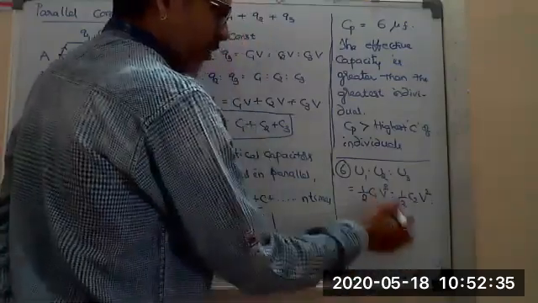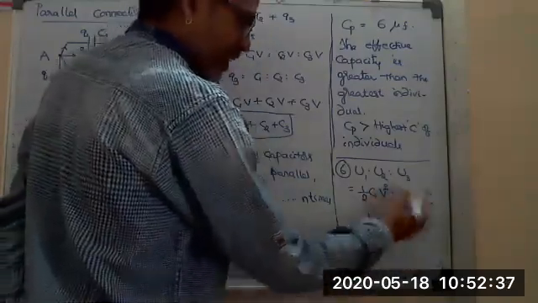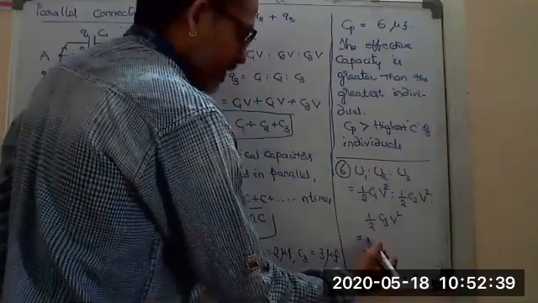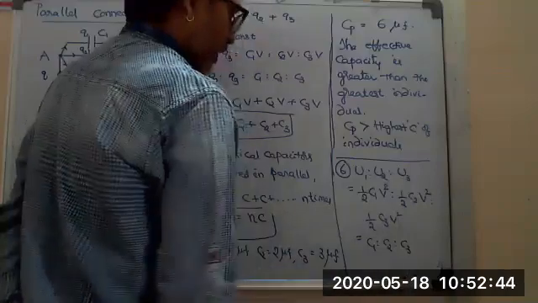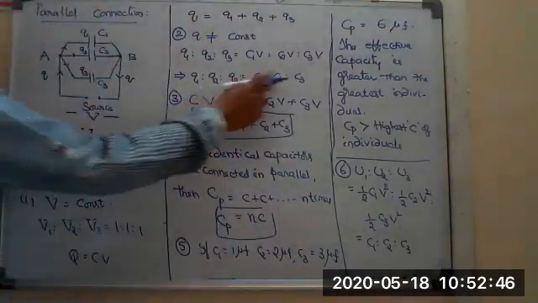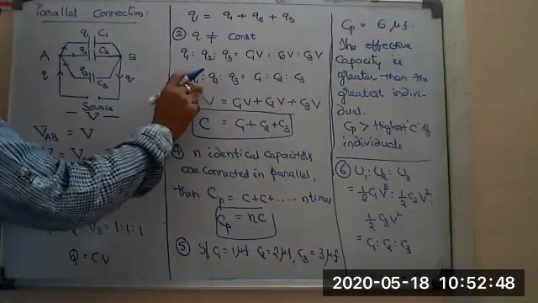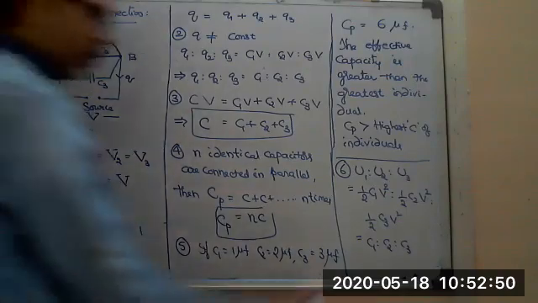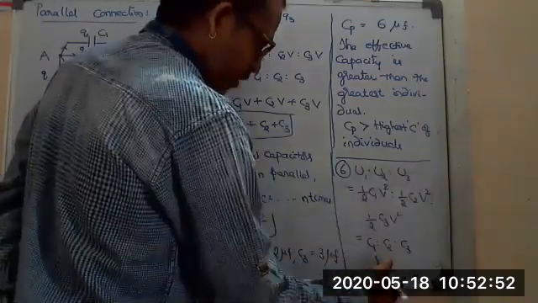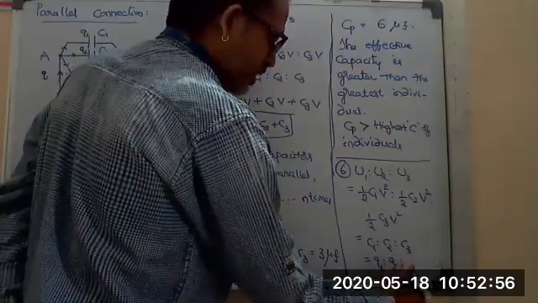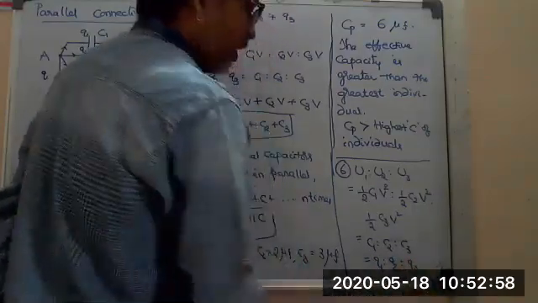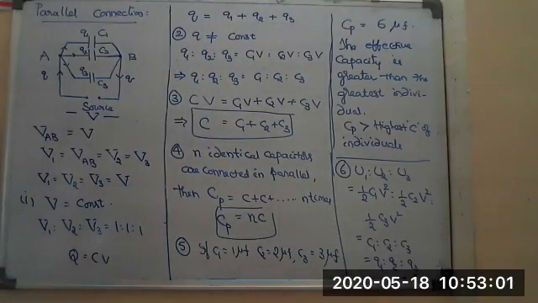Here half and V square cancel in the ratio, and you will get C1 is to C2 is to C3. C1 is to C2 is to C3 is nothing but the ratio of charges. So here the ratio of the potential energies is equal to the ratio of charges in case of parallel, and the ratio of potential differences in the case of series. So understood from here?